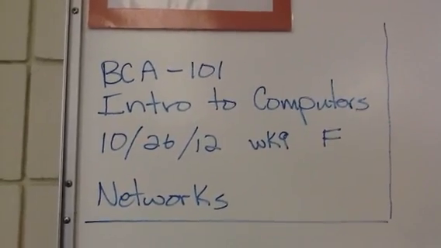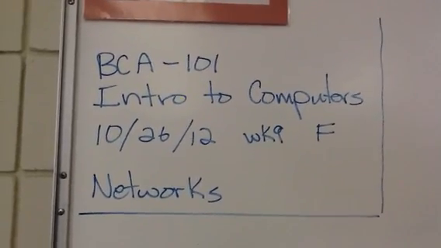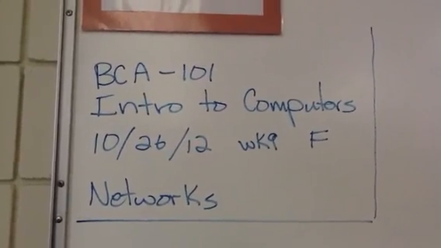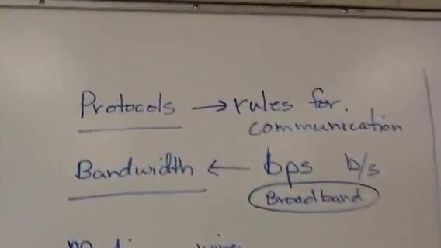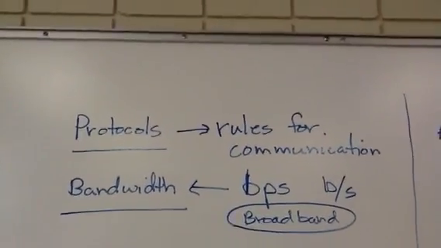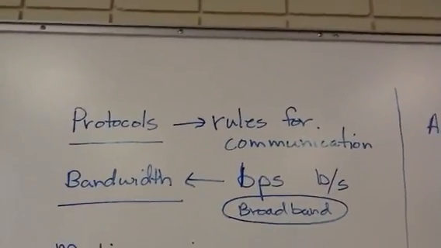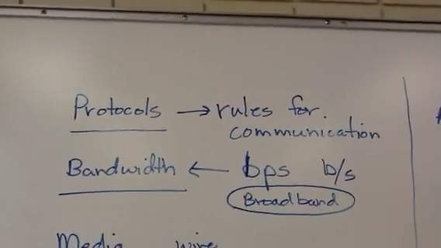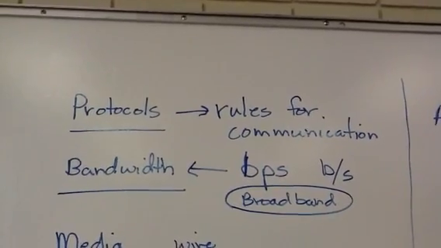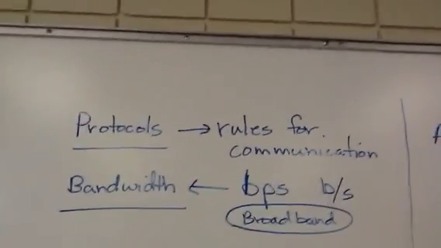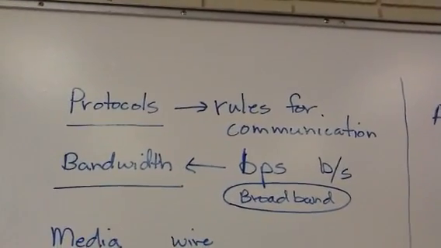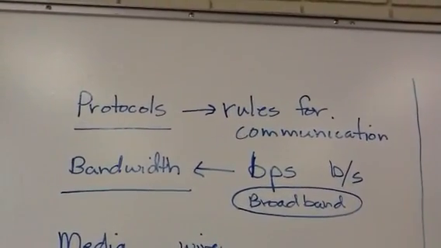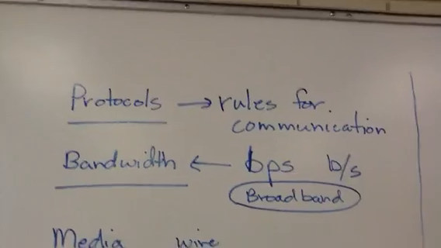All right, introduction to computers, networks. This is all in the communications part, so there's some things I'll review briefly. First thing we did, we talked about protocols, rules for communication. Then we looked at some examples of that. Then we talked about bandwidth, bits per second. And we talked about broadband. Broadband means you can send different signals across one medium. Okay? And we'll talk about that here in just a second.